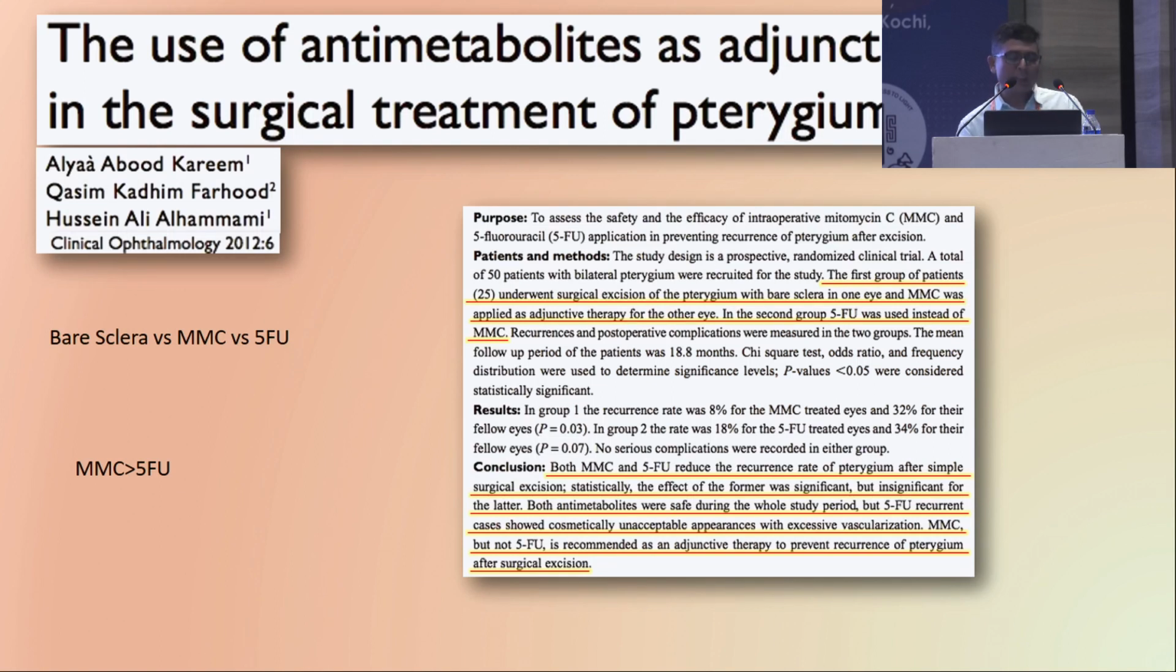This study has compared the bare sclera and two metabolites we have discussed, mitomycin C and 5-fluorouracil. They found out that mitomycin C and 5-fluorouracil significantly reduce the recurrence, but mitomycin is better than 5-fluorouracil, and 5-fluorouracil was better than bare sclera. But 5-fluorouracil was not statistically significant in reducing the recurrence.